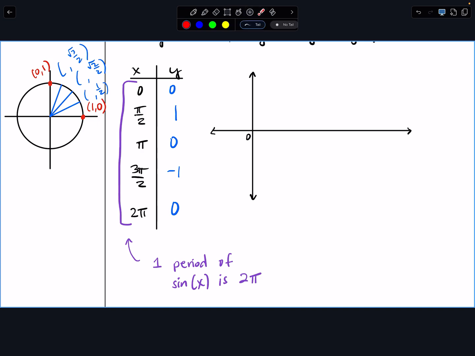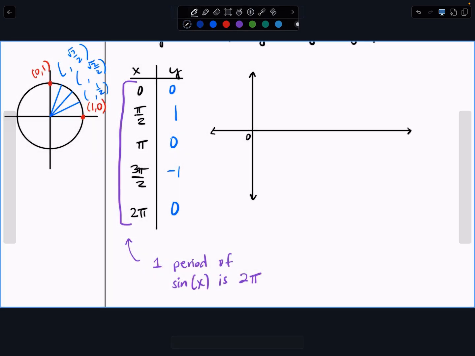What I want you guys to notice is how far apart are these angles? Half a pi, right? Pi over 2. How far apart are these angles? Pi over 2. Pi over 2. That's important. This is our scale. Each distance between our little tick marks on our x-axis. So should I draw them like this? No, they should be equally spaced apart.